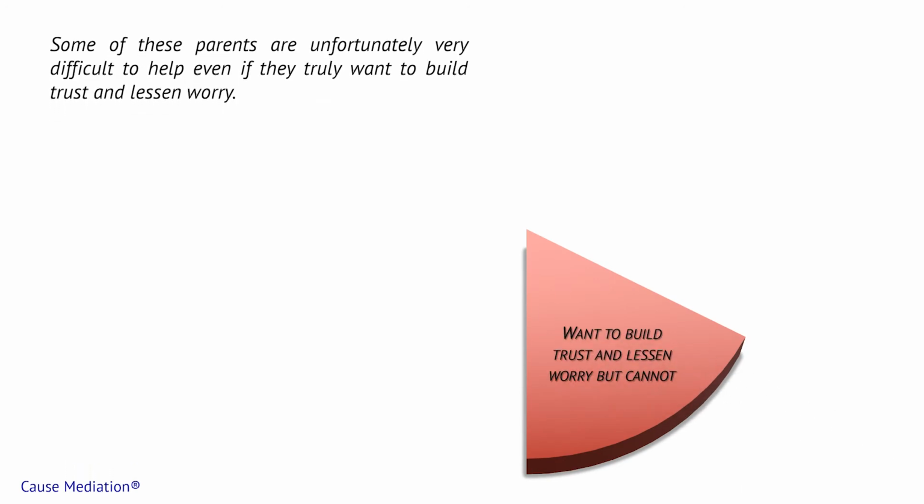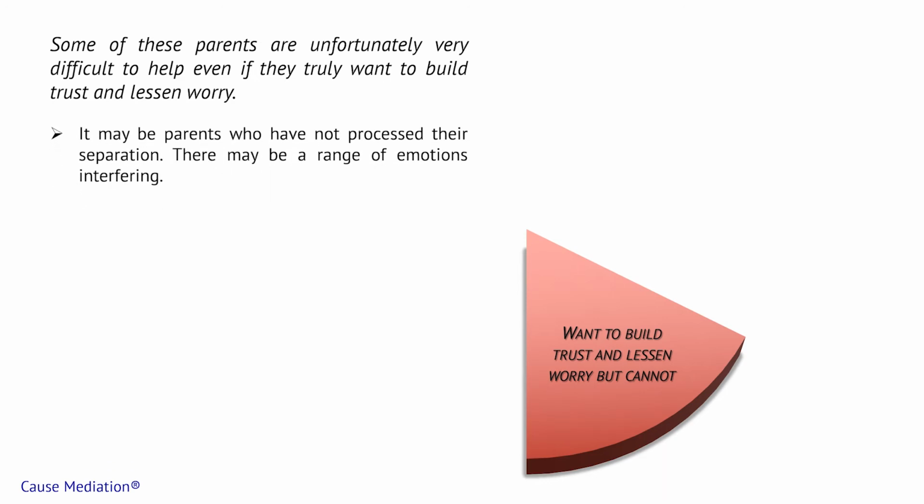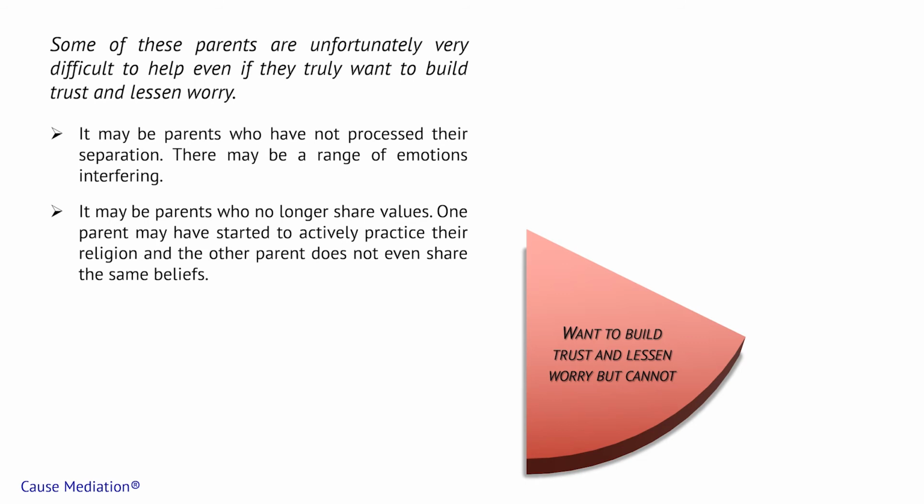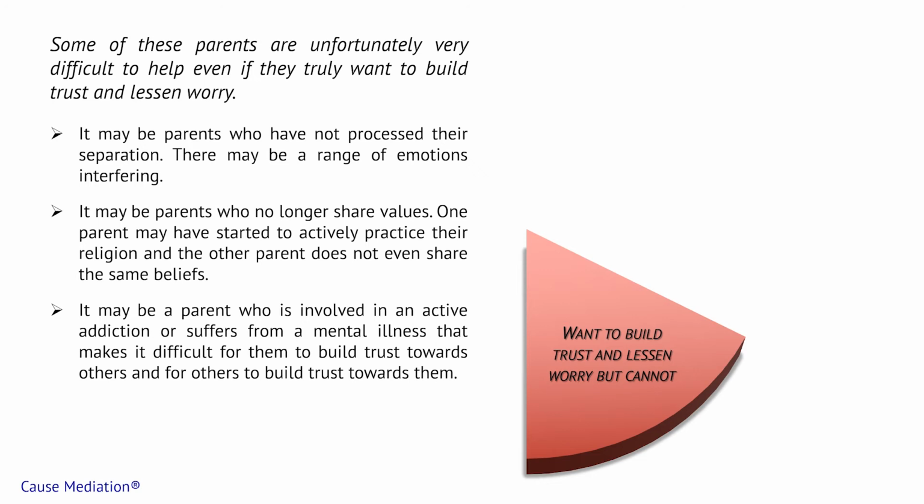Some of these parents are unfortunately very difficult to help, even if they truly want to build trust and lessen worry. It may be parents who have not processed their separation. There may be a range of emotions interfering. It may be parents who no longer share values. One parent may have started to actively practice their religion, and the other parent does not even share the same beliefs. It may be a parent who is involved in an active addiction or suffers from a mental illness that makes it difficult for them to build trust towards others and for others to build trust towards them.